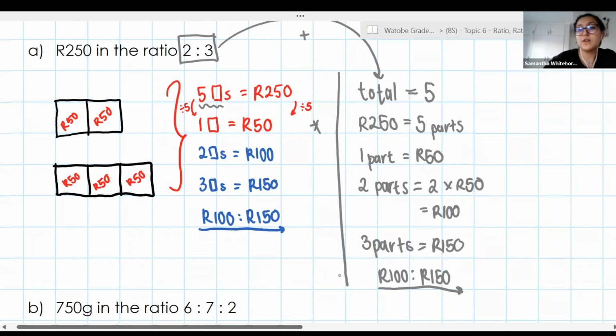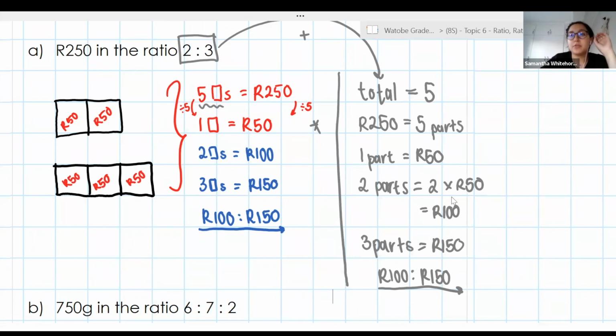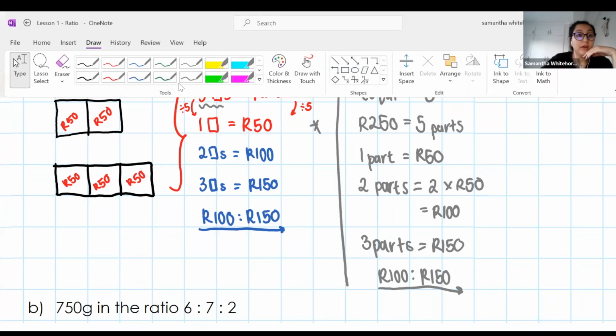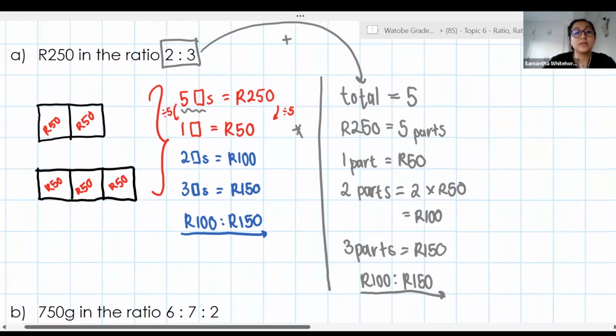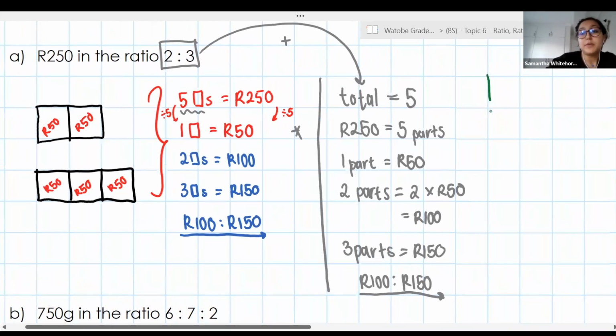So if you're not a huge fan of drawing blocks, don't draw blocks. That's absolutely fine. But as long as you know the total number of parts that you're working with, you should be able to divide your ratio. And once again, not the only way that you can do this. Some people like to work with fractions, and this is okay because fractions and ratios work very closely together.